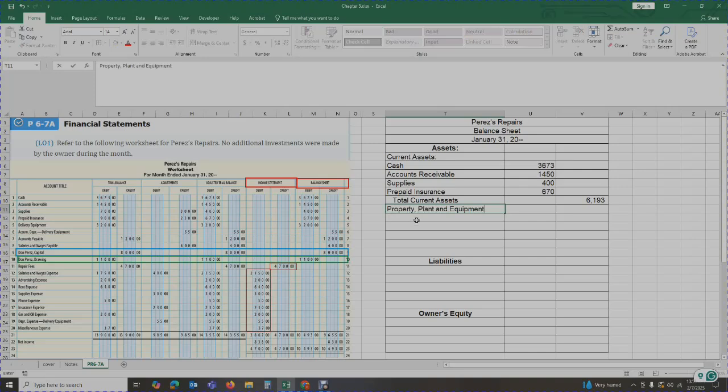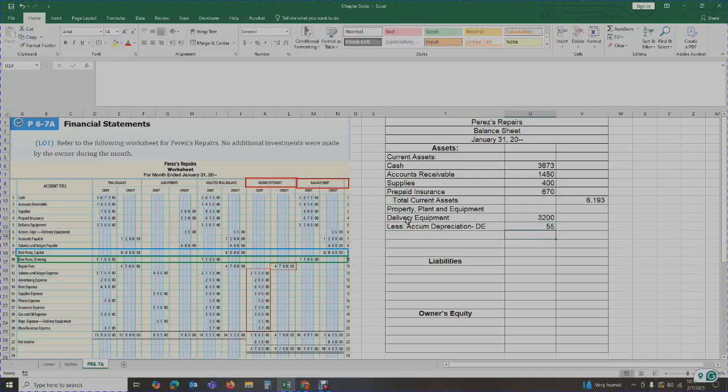These are your long-term assets. So if we look at the list, we're going to have delivery equipment, and we have the accumulated depreciation associated with it. So we're going to start off with delivery equipment. My delivery equipment is 3200. I have, less, my accumulated depreciation for the delivery equipment, which is $55.